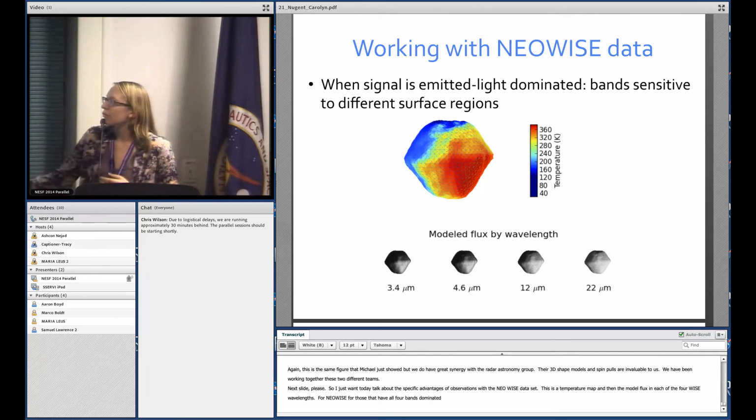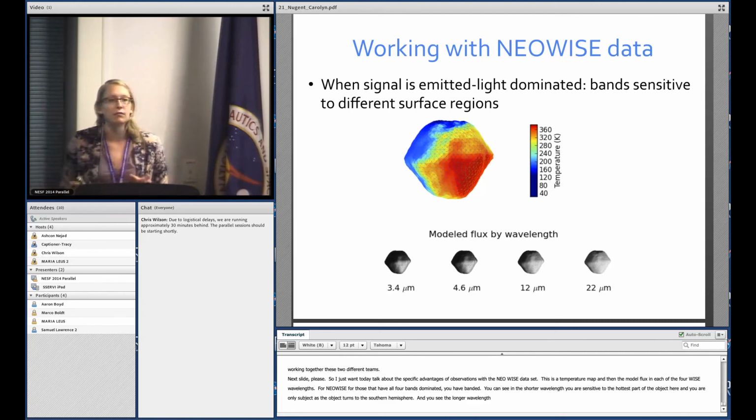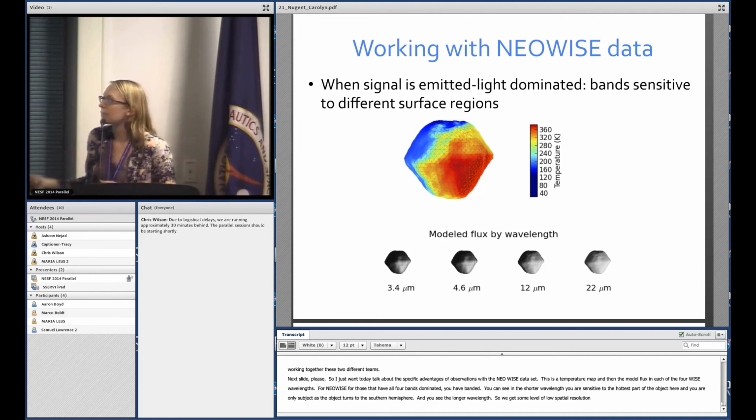So you can see here in the shorter wavelengths that you're only sensitive to the very hottest part of the object here. And so you're really only sensitive as the object turns to the southern hemisphere. You can contrast that to the longer wavelengths, which are seeing heat from much of the surface. So we actually get some level of low spatial resolution just from how the object heats up if we know the shape. Next slide, please.